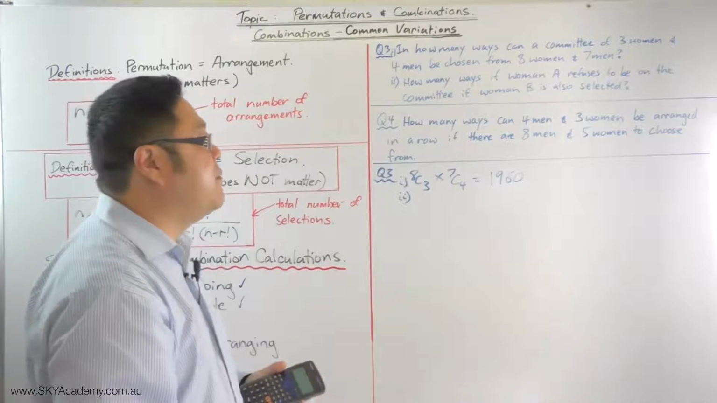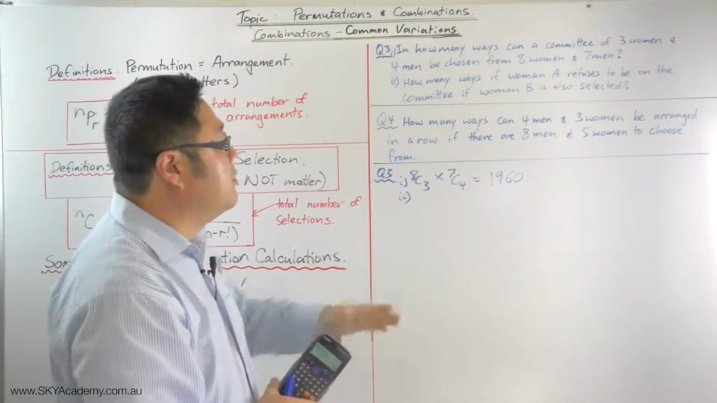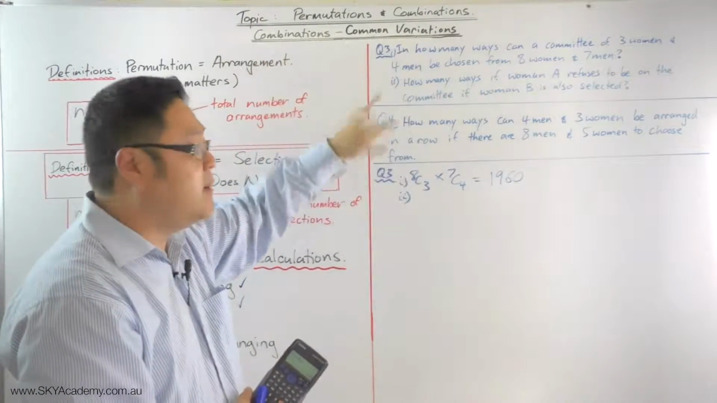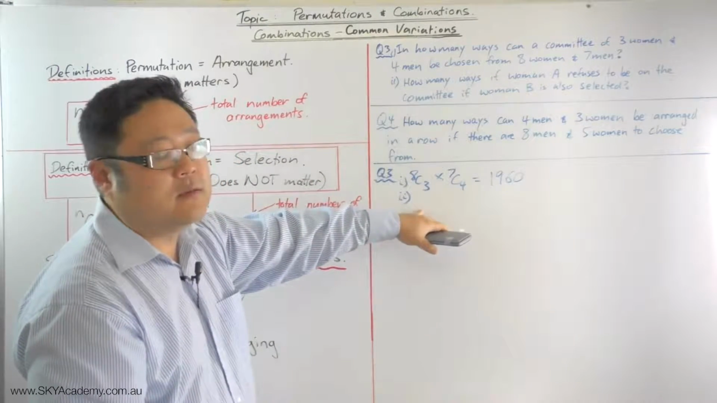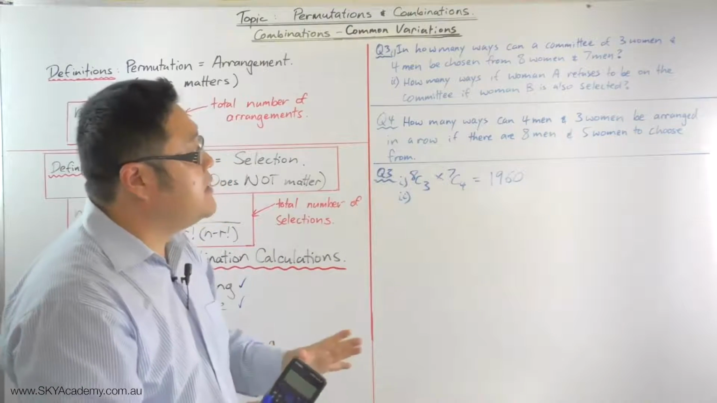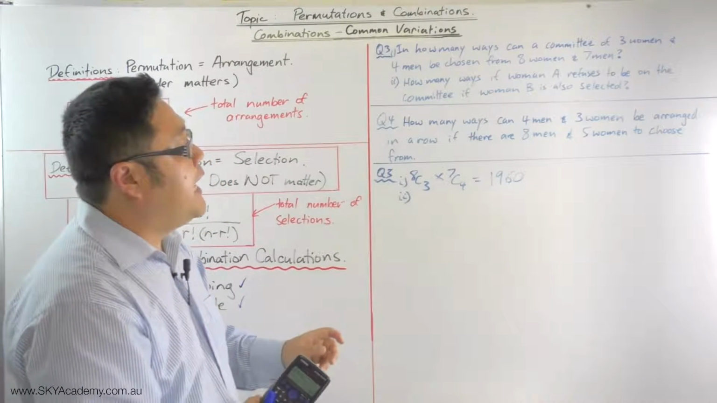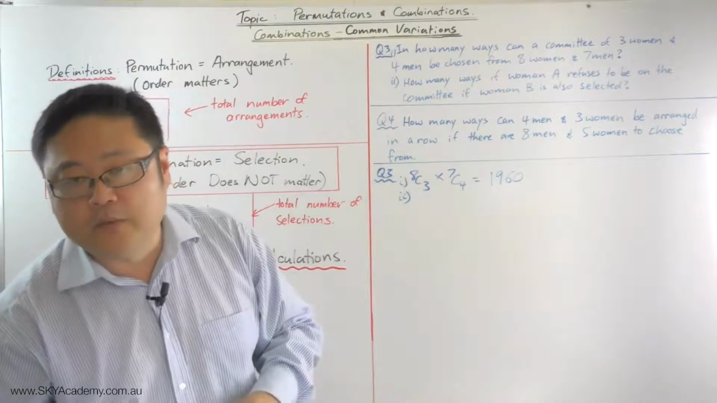It could just as easily have been a man or woman, man A and woman B or whatever. But that's just the way the question's worded. How would you do this? All right. Basically, this is what you would do. Here's how I would do it.